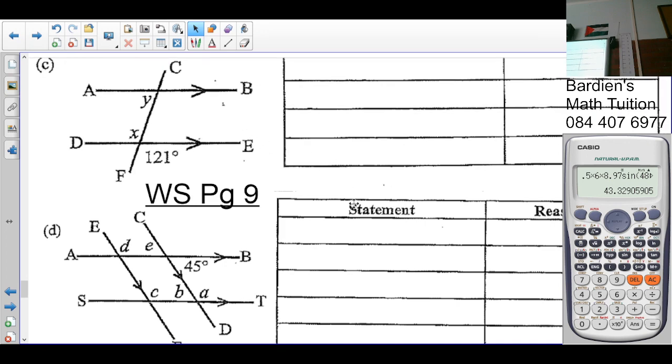Right, so where do I start here? X is equal to 121. Why? Vertically opposite. Not so? X is equal to 121. Vertically opposite. As you can see there, that's 121. Now what? Y is equal to 121. Going to the end. You all agree with that?